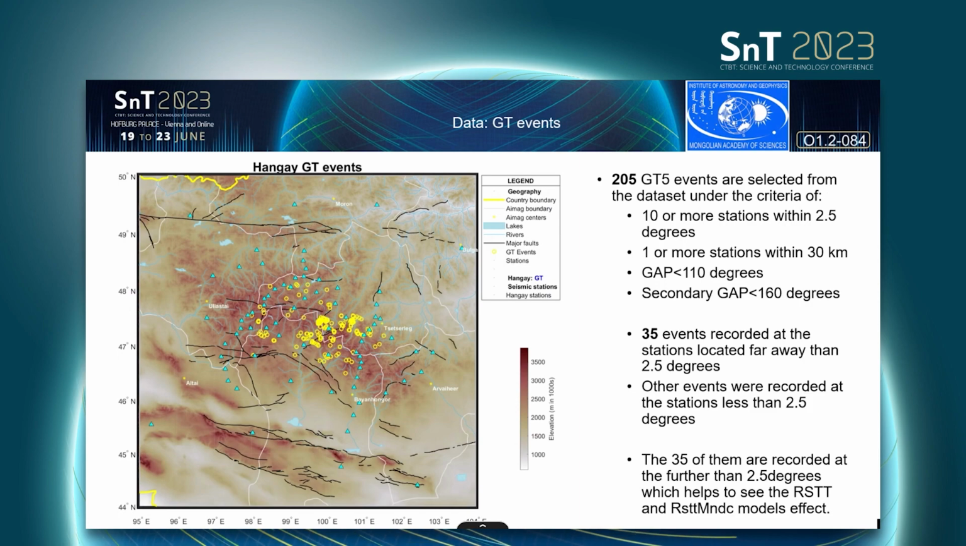Here we identified the GT events. There are 205 GT events found. 35 of them are recorded at further than 2.5 degrees, which helps to see the RSTT and RSTT MNDC model effects resulting from the relocation. The cyan color shows the 72 Hangay stations, and the yellow circles show the GT events.